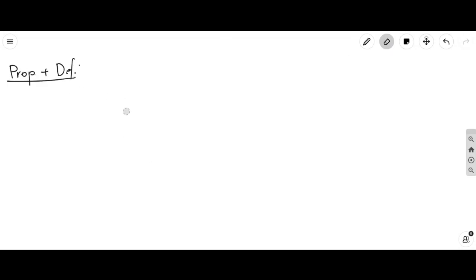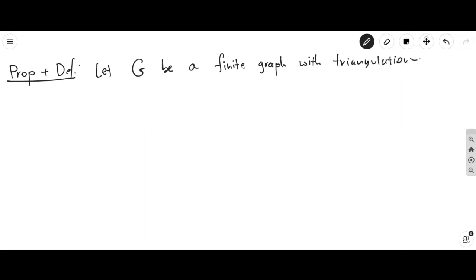The proposition will assert that something happens, and whatever happens, the property that we seek, we're going to put into a definition. So here's the way this goes. Let G be a finite graph with triangulation. So it has a triangulation, F_lambda, lambda in capital Lambda, where the triangulating set is finite.